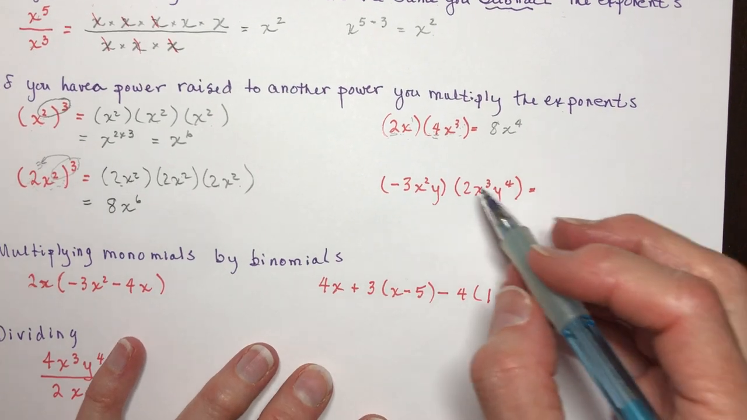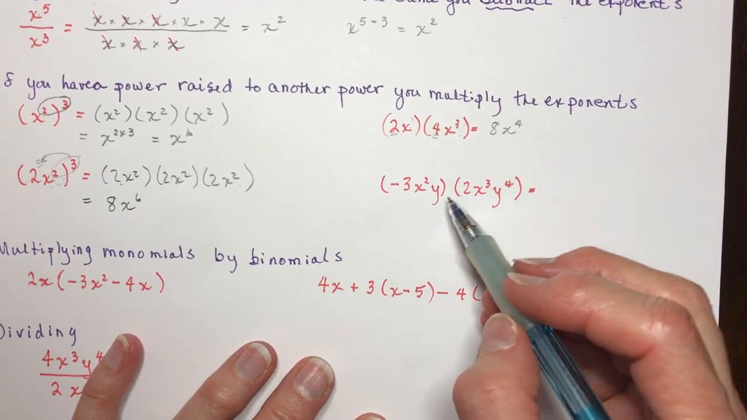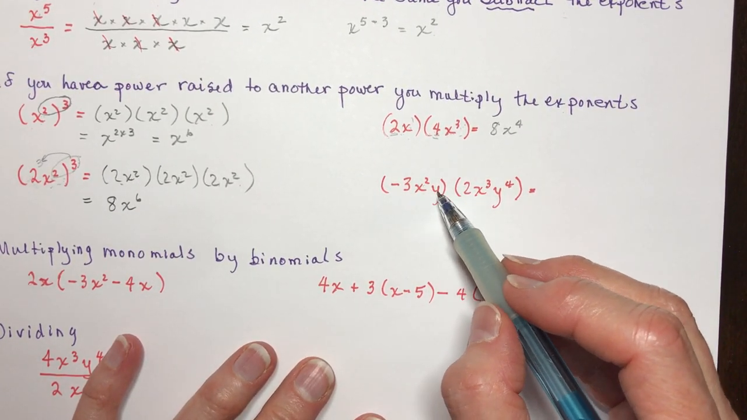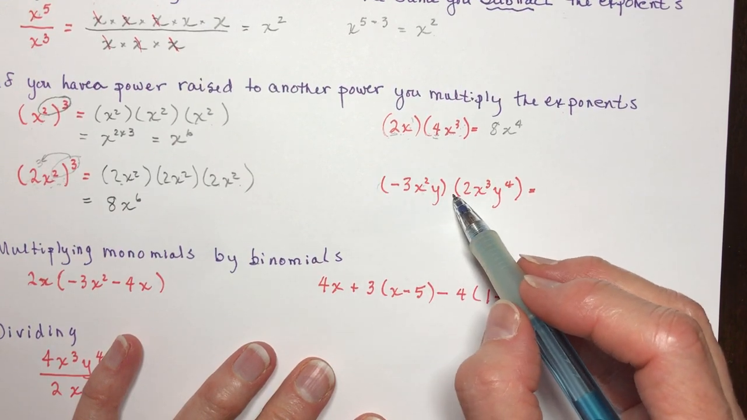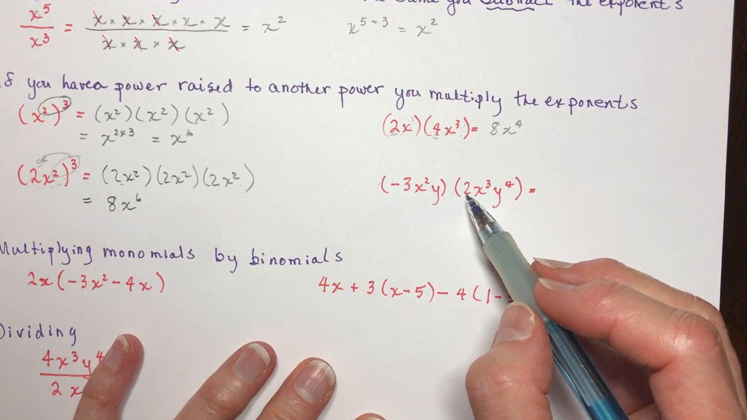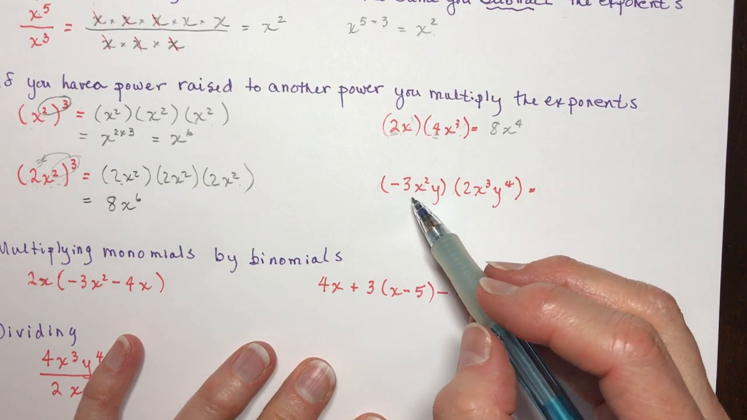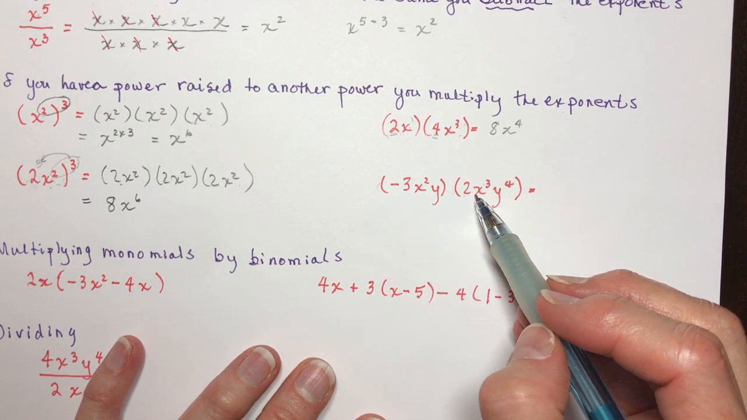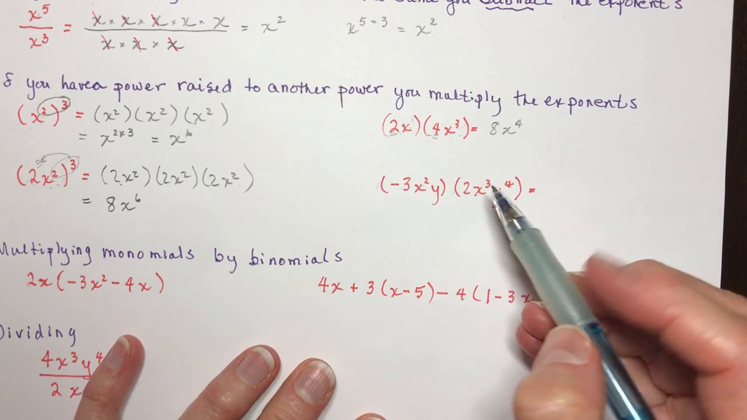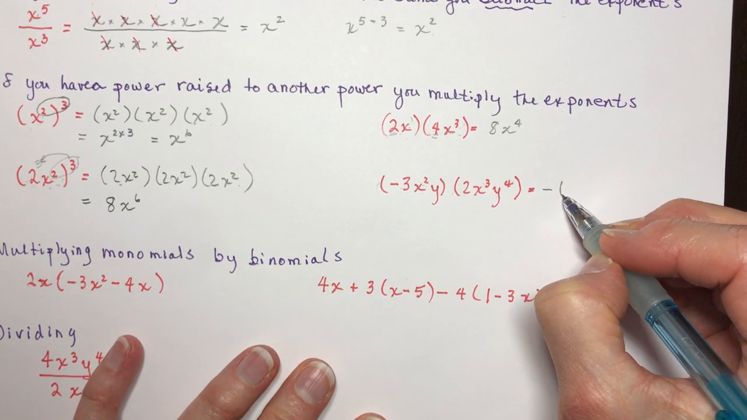And the last question on this little lesson part here, I have minus 3x squared y in brackets times, because there's nothing in between here, 2x cubed y to the 4th. So first thing, you want to multiply the constants. So I have minus 3 times 2, that gives me minus 6.